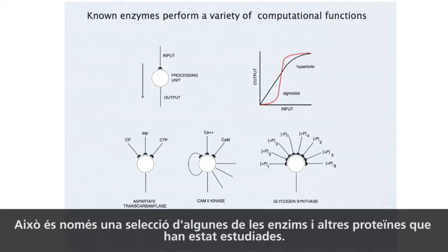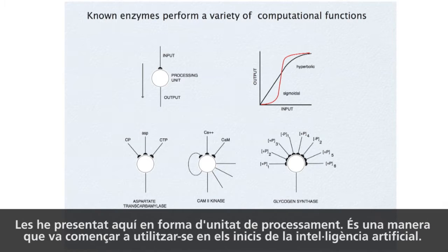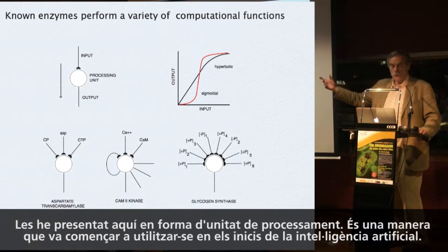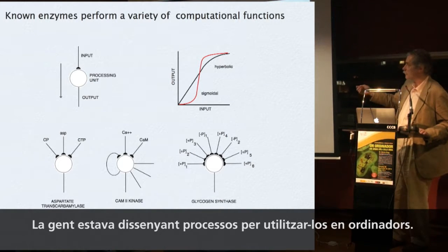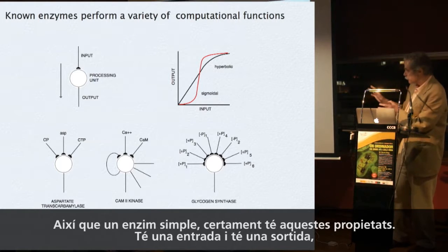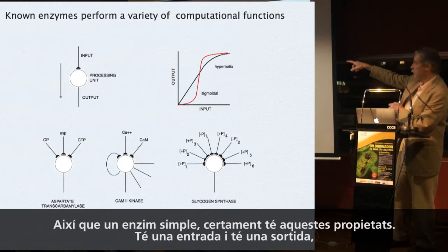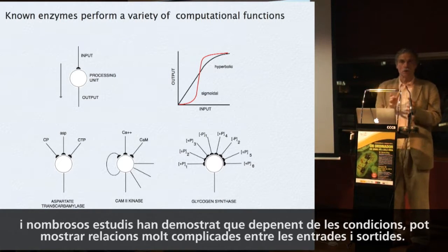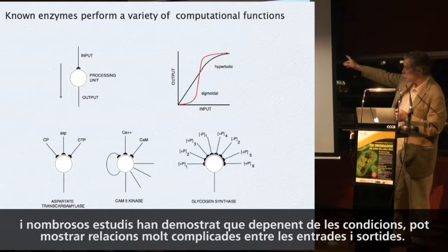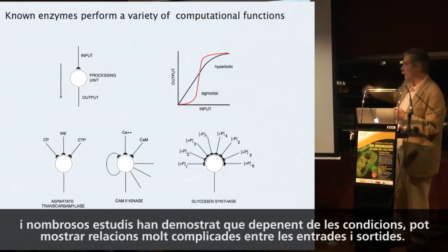This is just a selection of some of the enzymes and other proteins that have been studied. And I've presented them here in the form of a processing unit. It's a format that became used in the early days of artificial intelligence, where people were designing processes to be used in computers. So a simple enzyme certainly has these properties, that it has an input and it has an output. And numerous studies have shown that, depending on the conditions, it can show very complicated relationships between input and output.